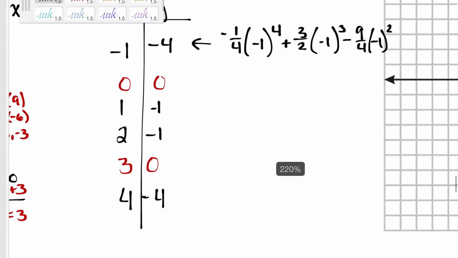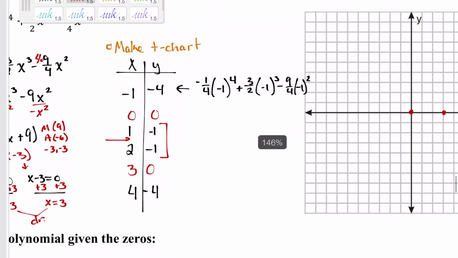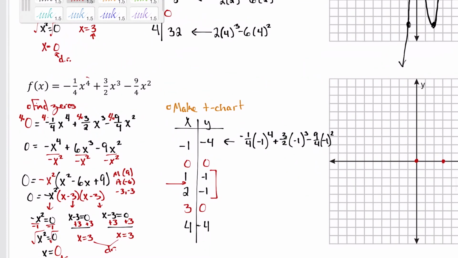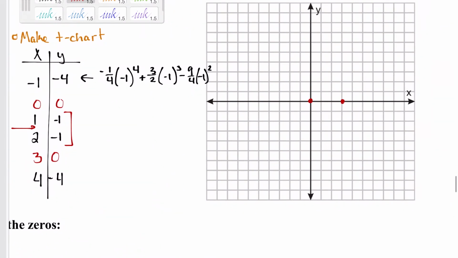Now, whenever I make my t-chart, I do end up with 2 y values that are exactly the same. So it's not likely that we have a straight line going through there. It's likely there's a minimum point or a maximum point somewhere in between here. So we'll kind of see how this goes. This is an even exponent, so I know the arrows are going to be going in the same direction. Our ends are going to be going in the same direction. Because our leading coefficient is negative, they're both going to be pointing down.